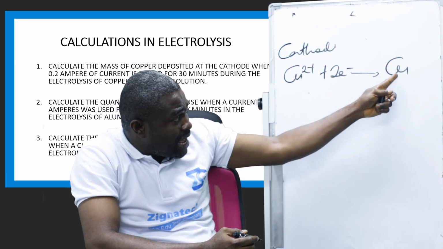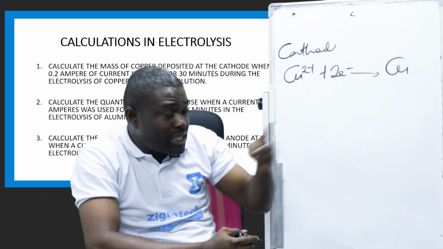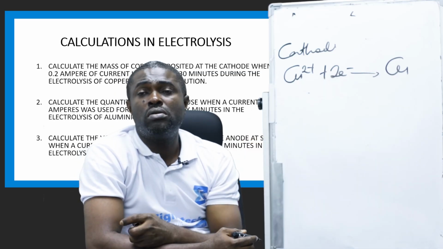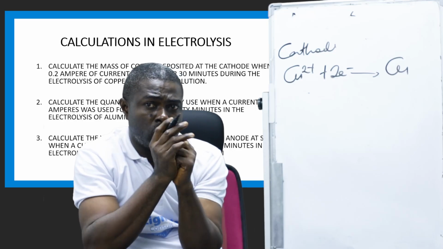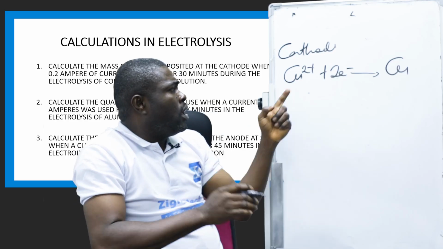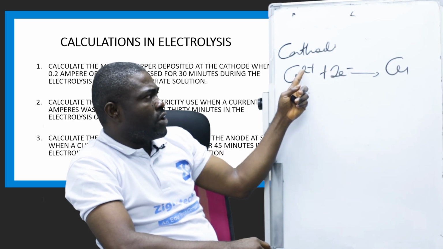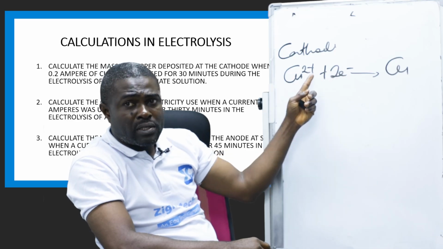It is this copper that they are asking about. What is the mass of this copper? That is what they are trying to know. So follow the steps I'm going to use now. I will show you 2 ways you can calculate this. Now, you can see that 2 electrons balance this because the ion is 2 plus, so it will attract 2 electrons, so they can cancel that.